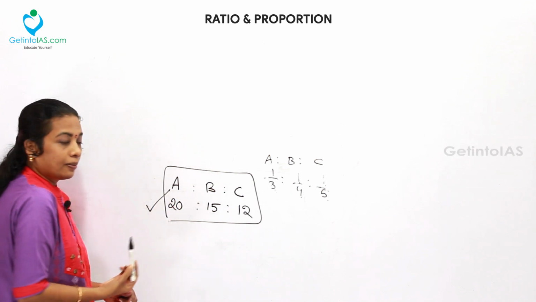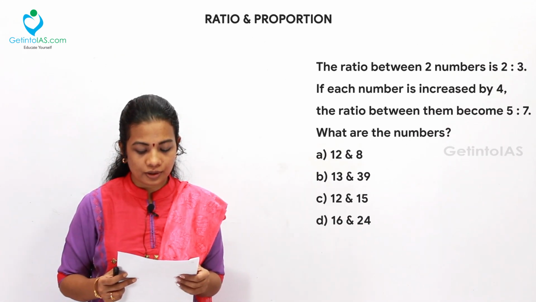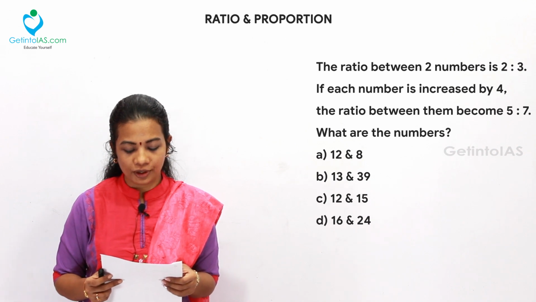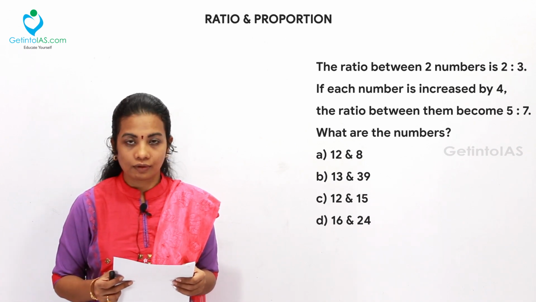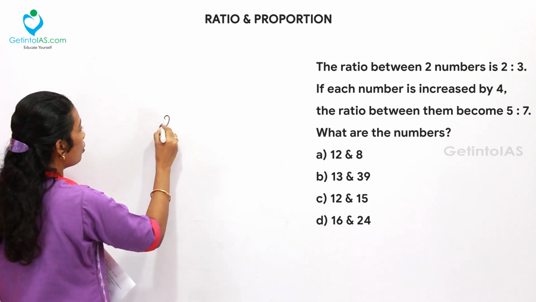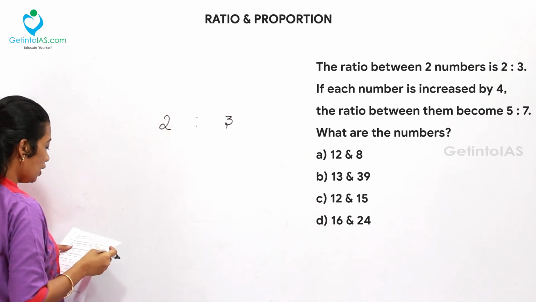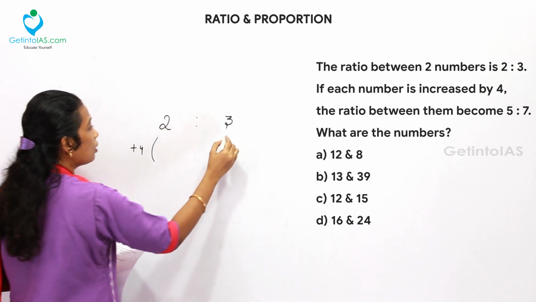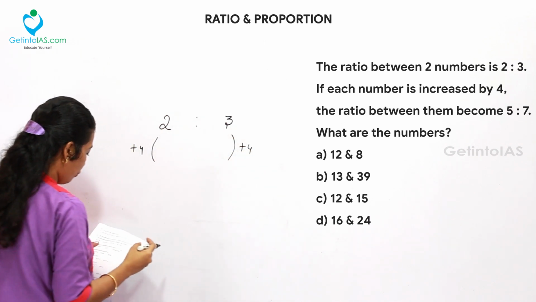This is the answer. The ratio between two numbers is 2:3. If each number is increased by 4, the ratio between them becomes 5:7. What are the numbers? Two numbers, the ratio between them is 2:3. If each number is increased by 4, this number is increased by 4, this number is also increased by 4.